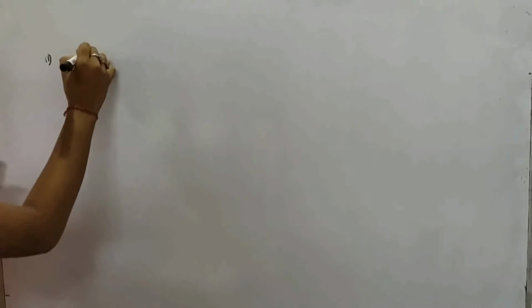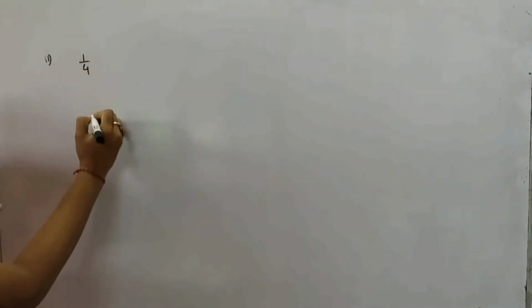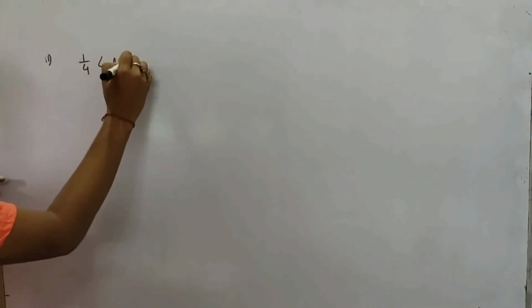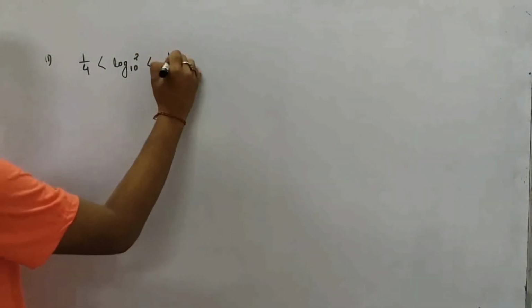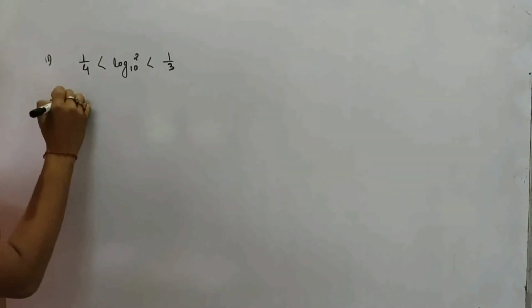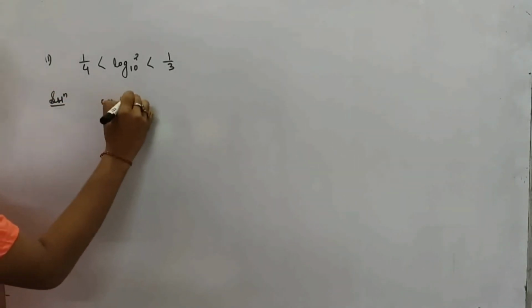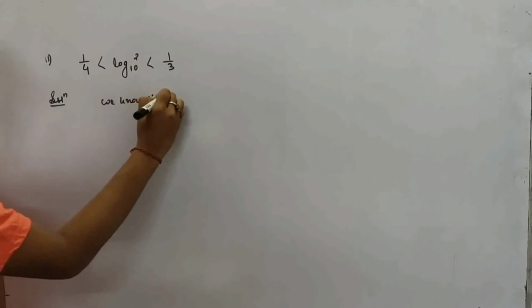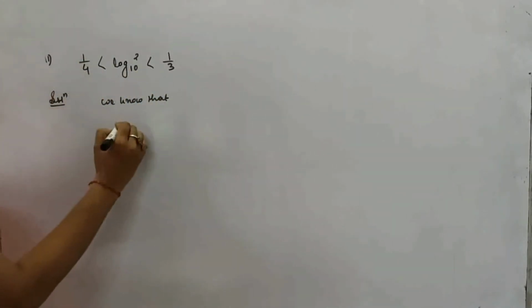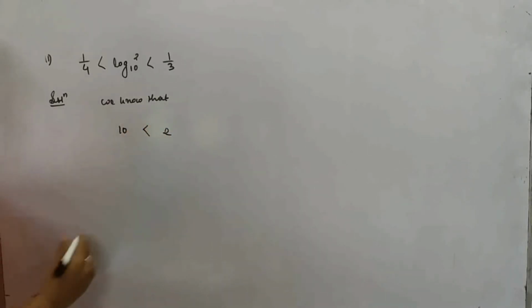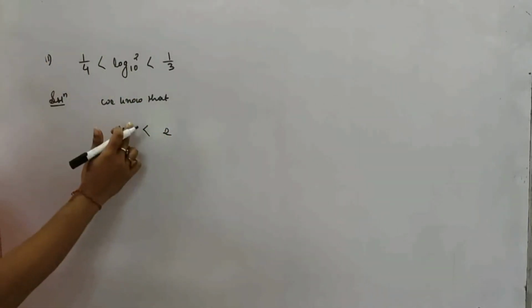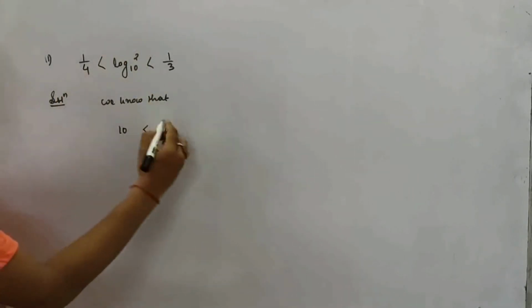Next is number 2. 1 by 4 less than log 2 base 10 less than 1 by 3. Okay, solution. Again, same way we know that at first 10 you write this side, 2 you write this side only. Okay, less than you give. What will be the power of 10? 1. That means 10. What will be the power of 2?